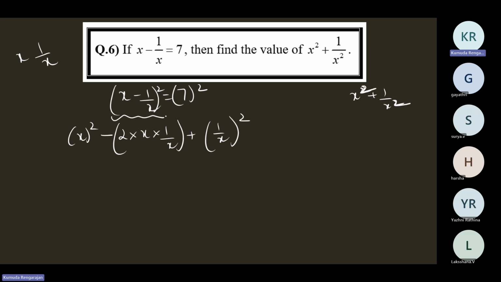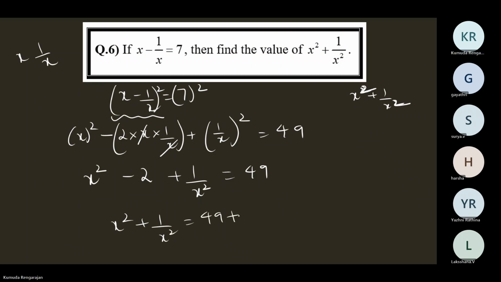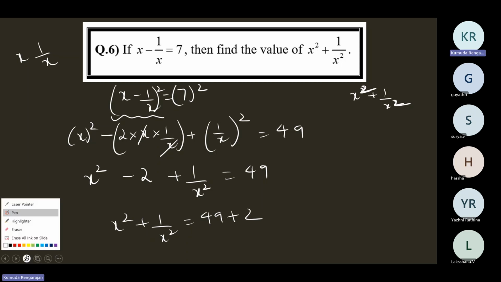When you expand the left hand side, you get x squared, that is a square, minus 2ab plus b square is equal to 49. Now x and x cancel. x square minus 2 plus 1 by x square is equal to 49. So x square plus 1 by x square is equal to 49 plus 2, minus 2 when it goes to the other side becomes plus 2. So x square plus 1 by x square is 51.